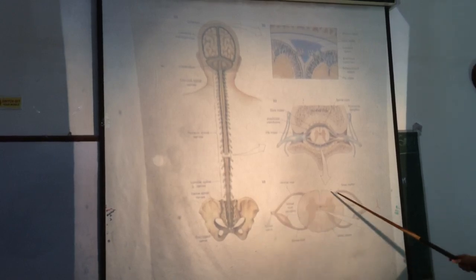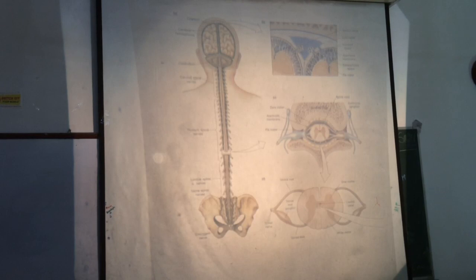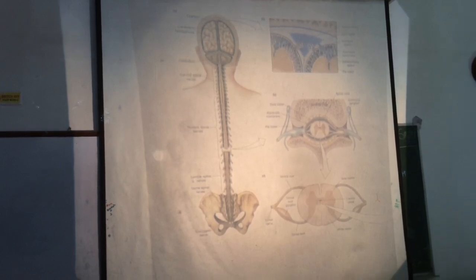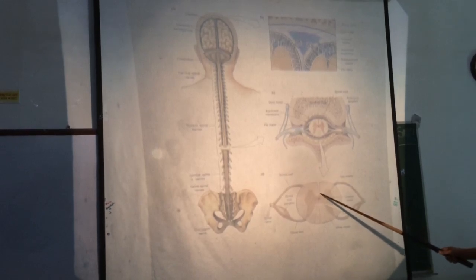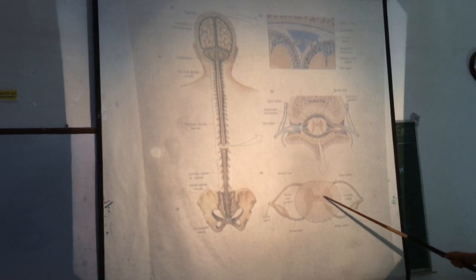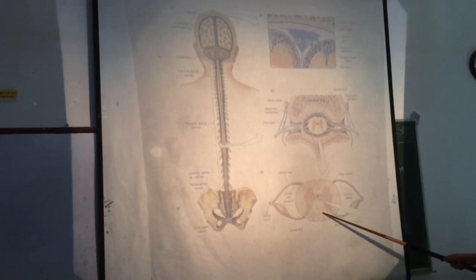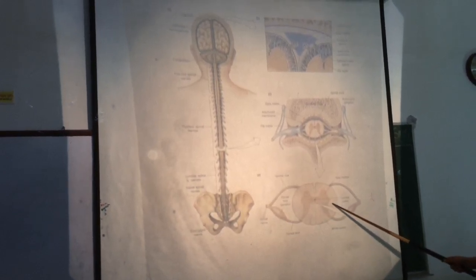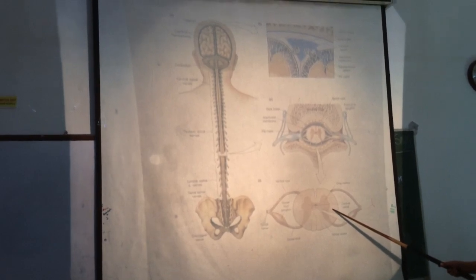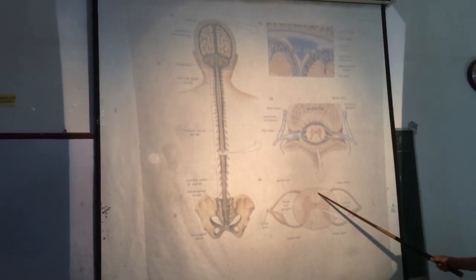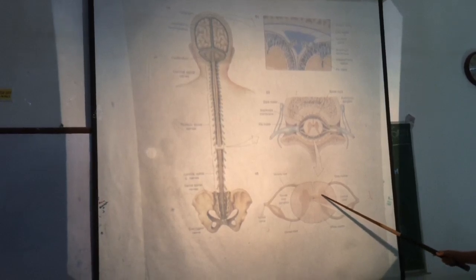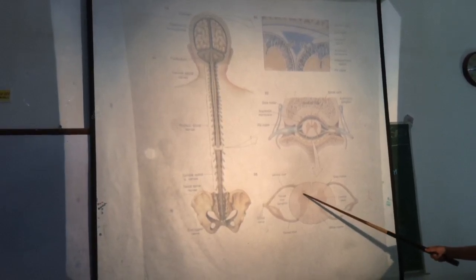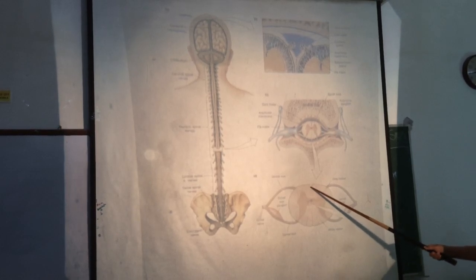Similarly, the white matter of the spinal cord is in the form of anterior white column, posterior white column, and the lateral white column. So anterior white column is between the ventral root and the median sulcus.